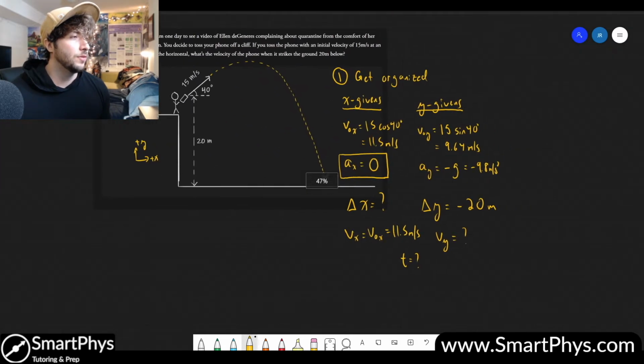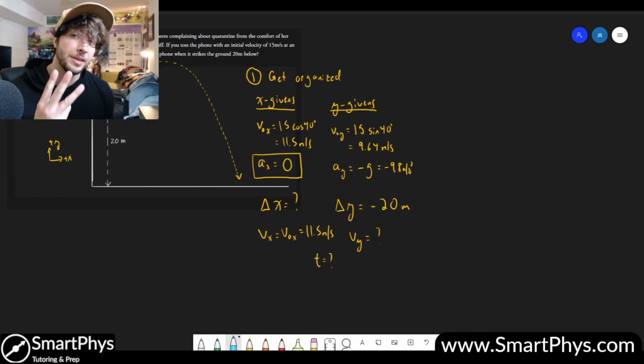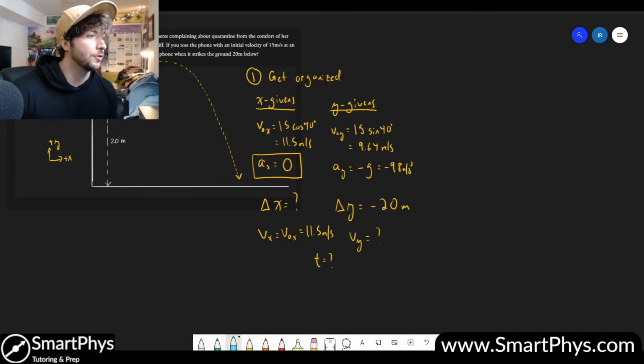Okay, so to move on to the next step, you want to be on the lookout for 3 pieces of information in one direction. As soon as we've got 3 values in either the x or the y, we can go ahead and solve a kinematic equation in that direction. Okay, so if you notice in the y direction here, we know 3 things. We know the initial y velocity, we know the y acceleration, and we know the y displacement. So that's enough to move on to step 2, which is to pick a kinematic equation and solve.